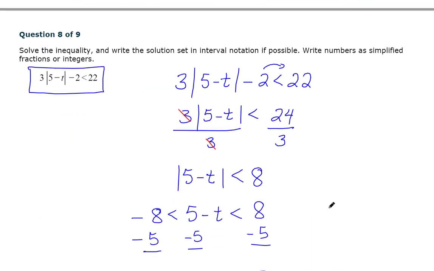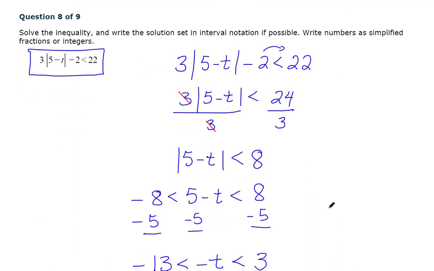All right, question 8. Clean it up. So first, move the 2. So 22 and 2 is 24. Divide through by 3. Easy enough. 24 divided by 3 is 8. Okay, so it's not an equals. It is looking back toward, so it's the trapped kind.